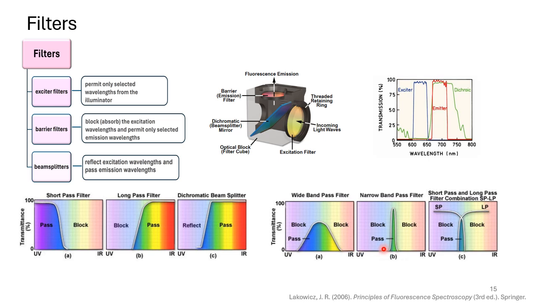Where this is the narrowband pass filter, where it again blocks this left hand side and right hand side and only allows a very small range of wavelengths to pass through it. So filter is actually a very important component of the whole instrument, and a proper selection of filters is one of the most important keys to successfully construct a fluorescent microscope.